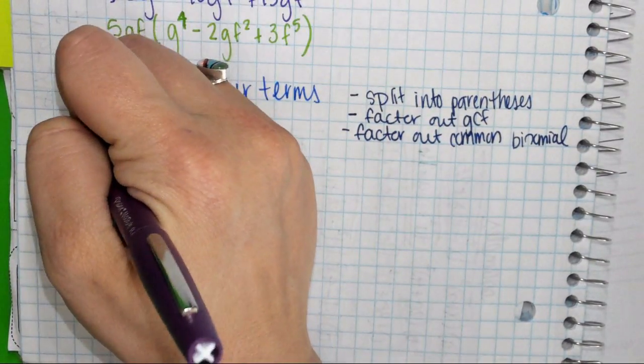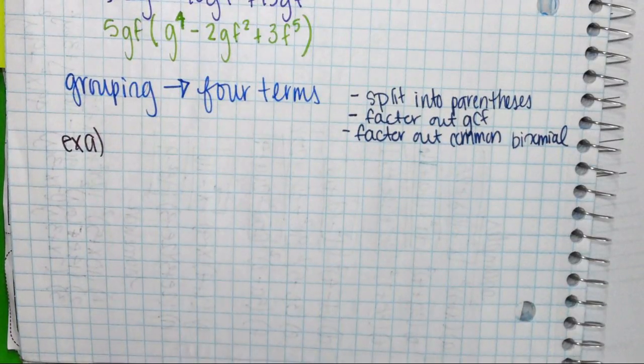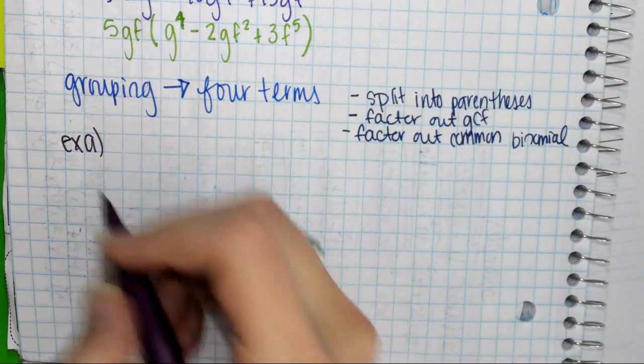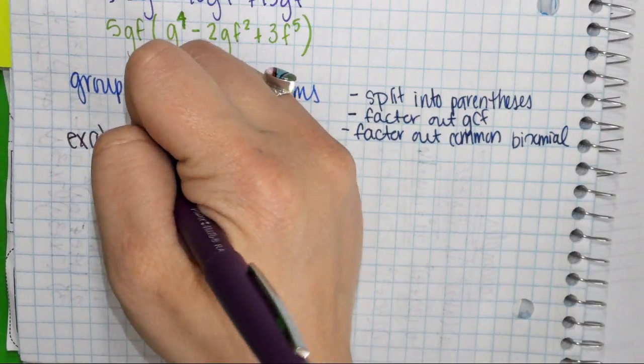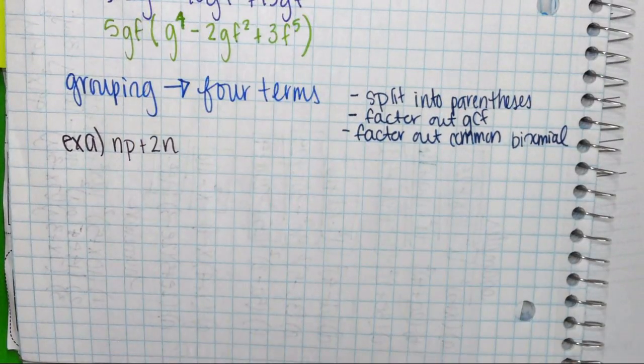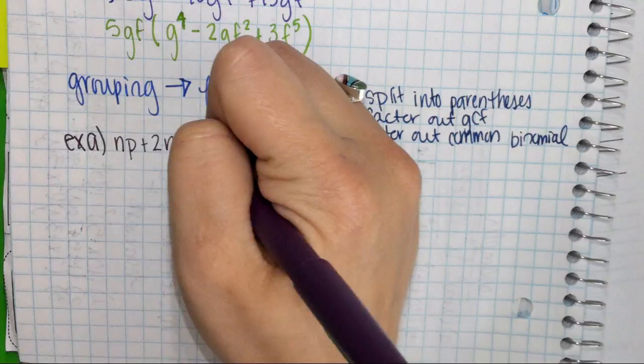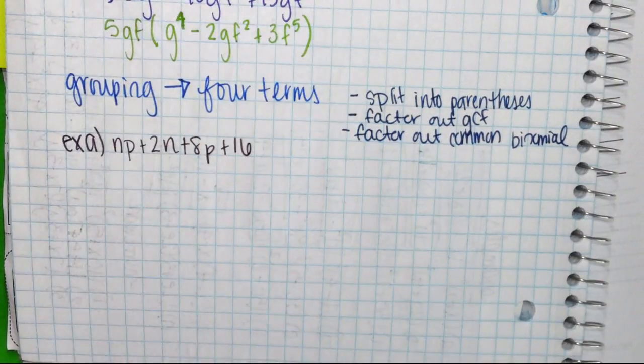Alright, example A. So the first one we're going to do with 4 terms, we're going to do it together. So we have NP plus 2N plus 8P plus 16.